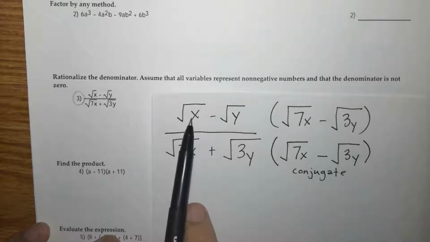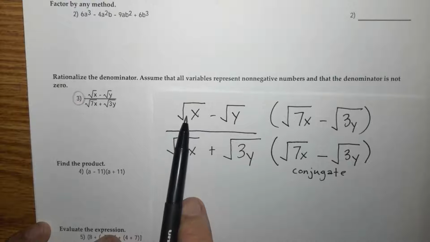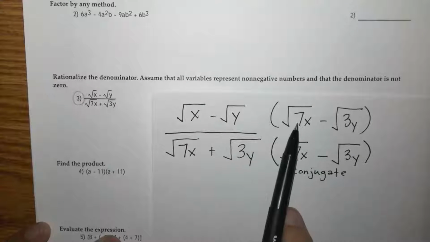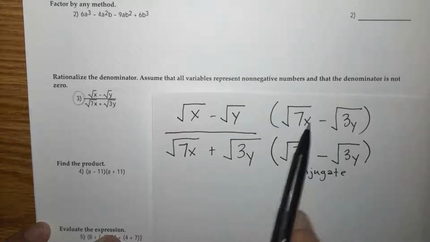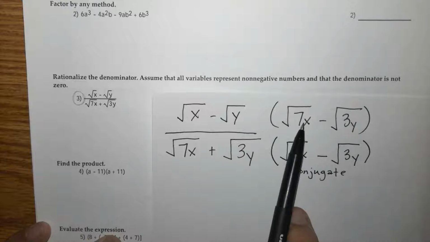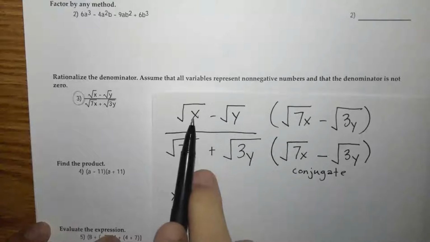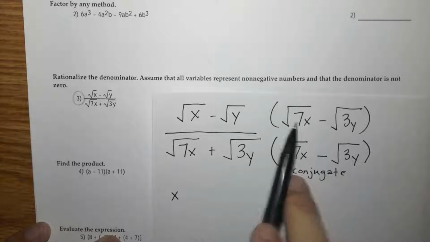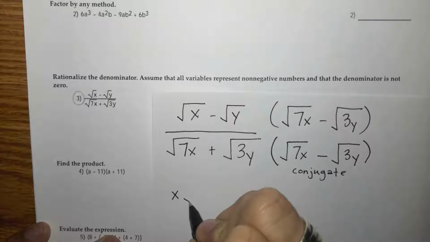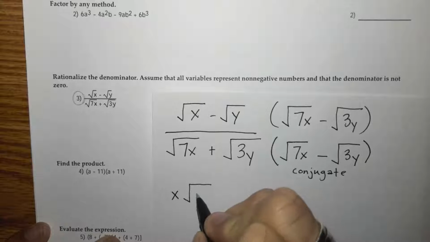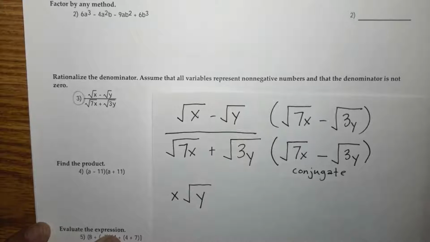So let's go ahead and multiply this. The square root of x times the square root of 7x. These x's are actually going to come out. So this x comes out here, because they were a pair, and now the 7 doesn't have anything else to come out with it. So that square root of 7 is just going to stay on top.